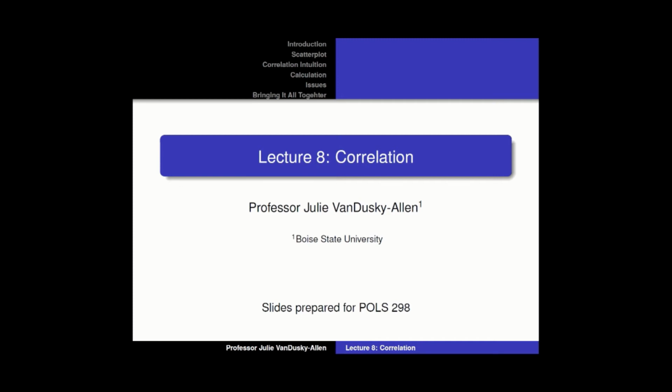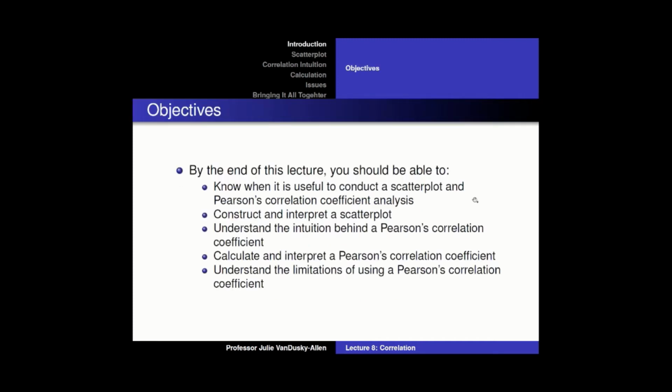This is Lecture 8, Correlation. By the end of this lecture, you should be able to know when it is useful to conduct a scatterplot and Pearson's correlation coefficient analysis, construct and interpret a scatterplot, understand the intuition behind a Pearson's correlation coefficient, calculate and interpret a Pearson's correlation coefficient, and understand the limitations of using a Pearson's correlation coefficient.